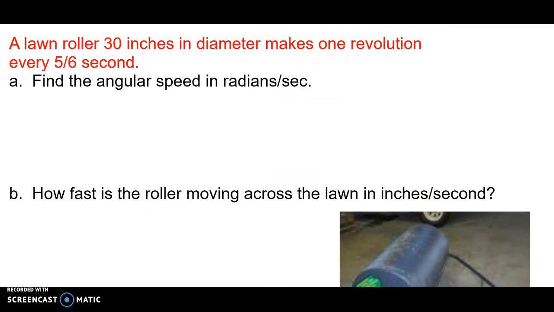All right. Another example. It says a lawn roller, 30 inches in diameter, makes 1 revolution every 5-6 seconds. We want to find the angular speed in radians per second. Well, if the last ones you needed a lot more help in figuring out how to find the answer, maybe this second time around you can do this more on your own. Remember, what's given to you right now is in revolutions per second, and you're trying to convert to radians per second. The only thing you have to convert from is revolutions to radians. So let's see if you guys can do this one. Go ahead and put me on pause.